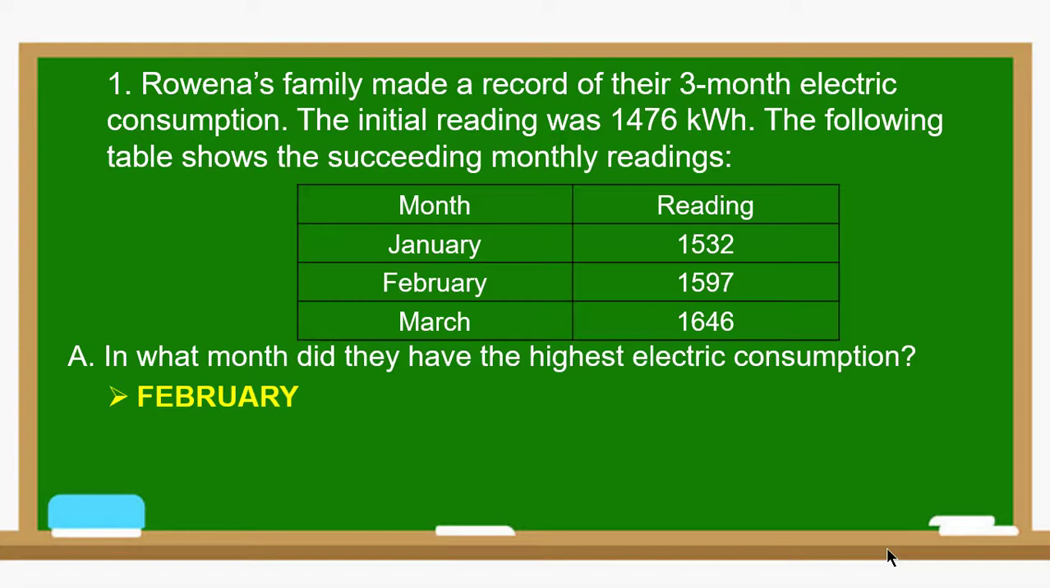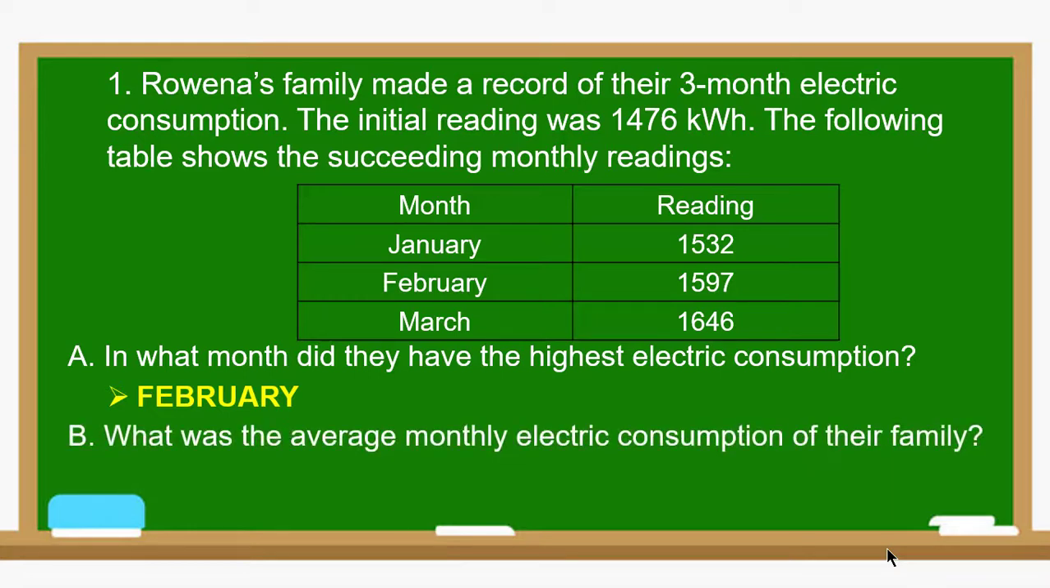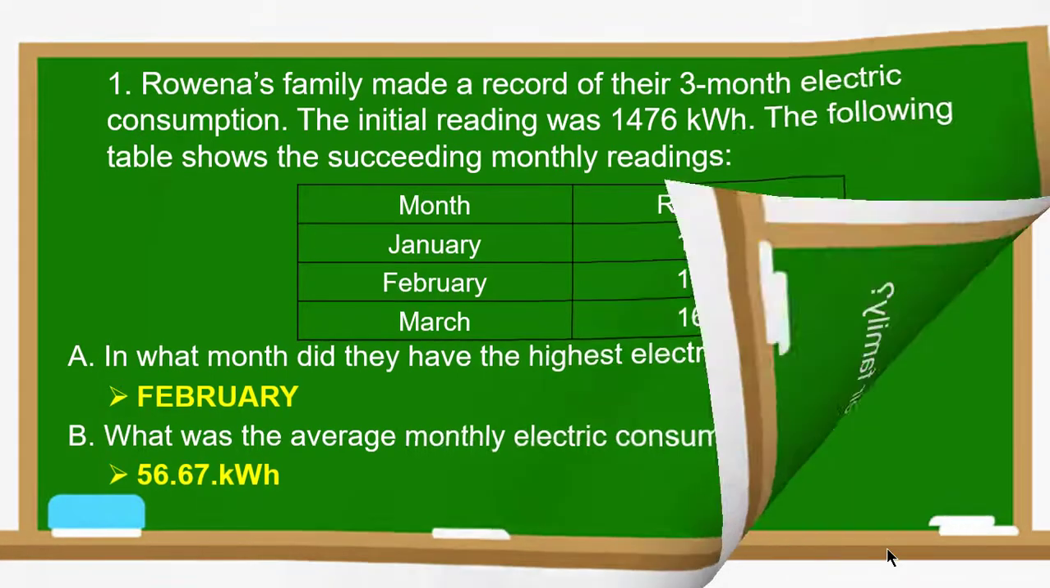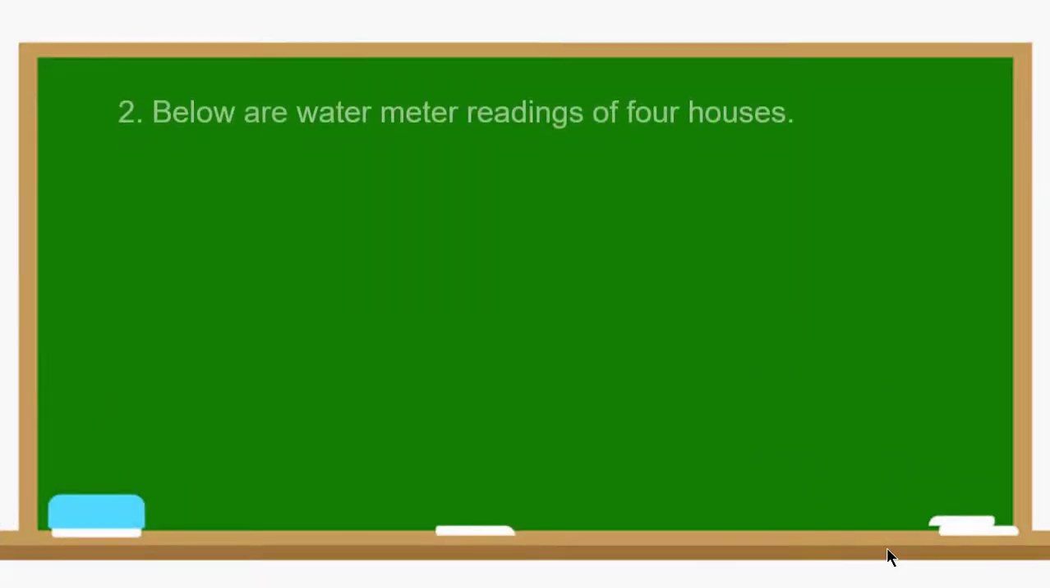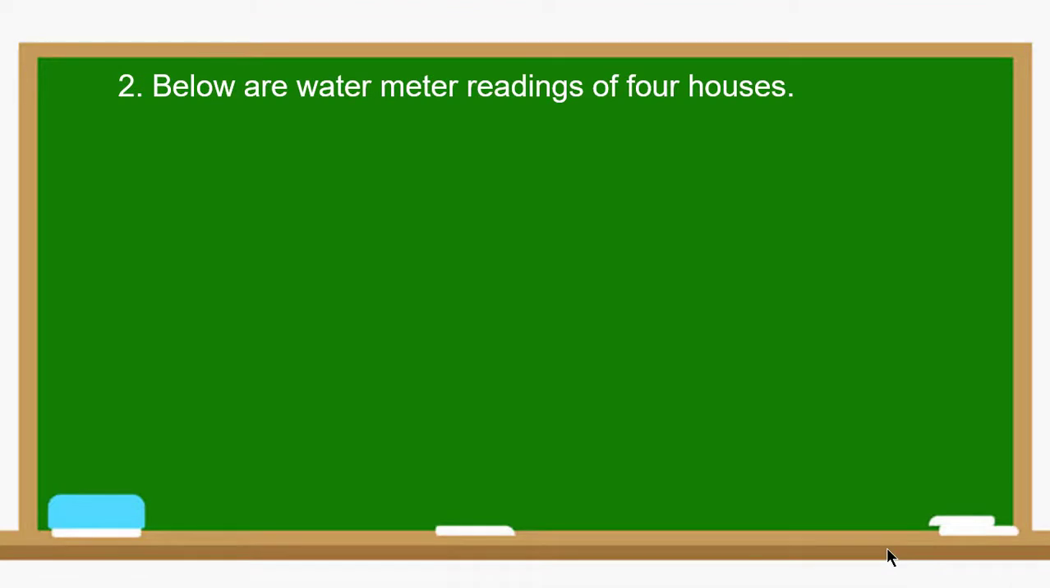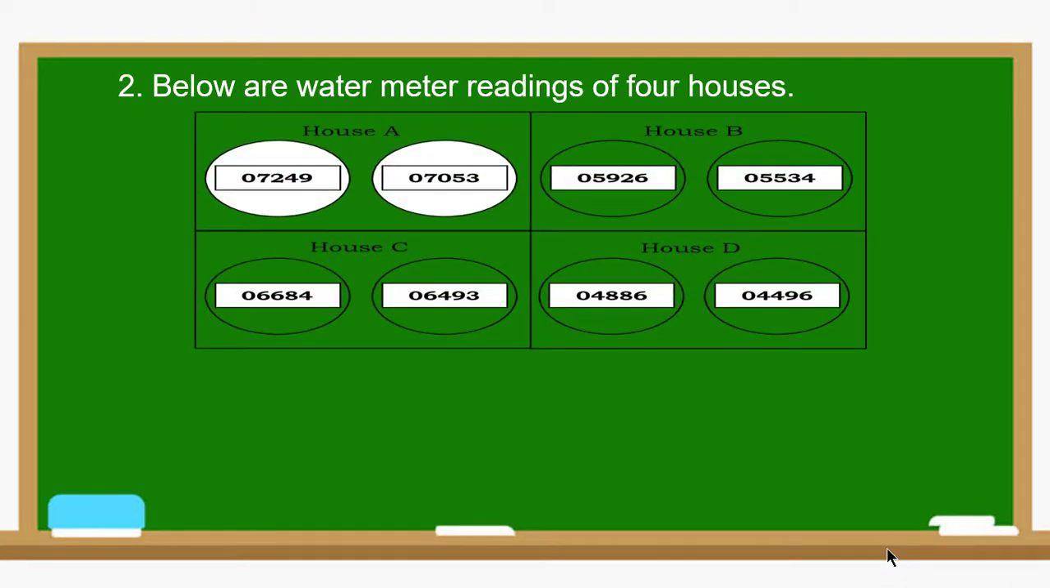The correct answer is February. Letter B. What was the average monthly electric consumption of their family? The answer is 56.67 kilowatt-hour.